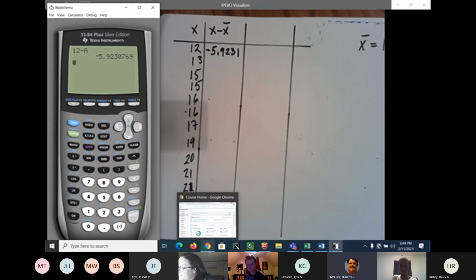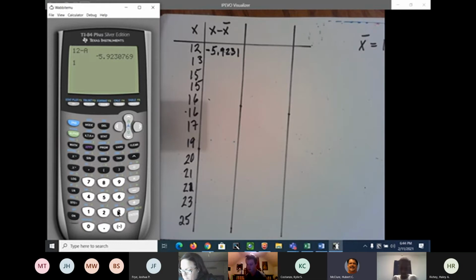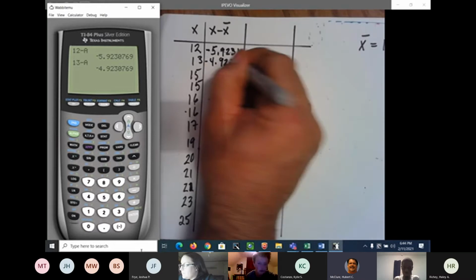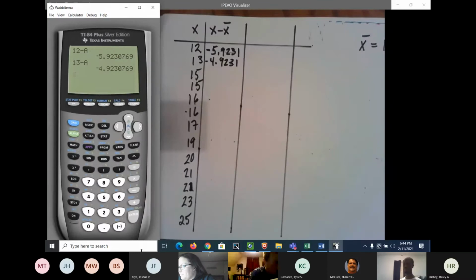So I'm going to do it again. Next number, 13. So 13 minus alpha A. And that's negative 4.9231. I'm rounding to 4 digits. Yeah, 4 is good enough. Now I want you to keep going, all the way down to 25. The only way to learn this is by doing it.